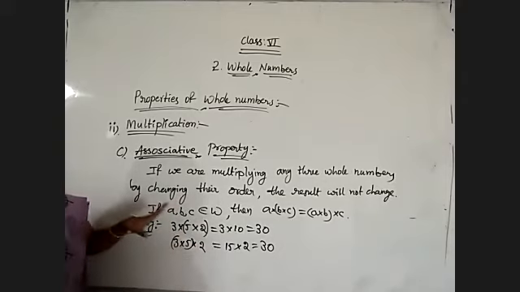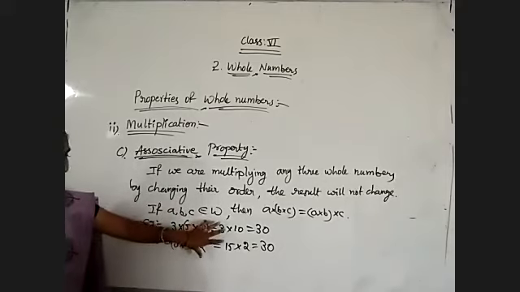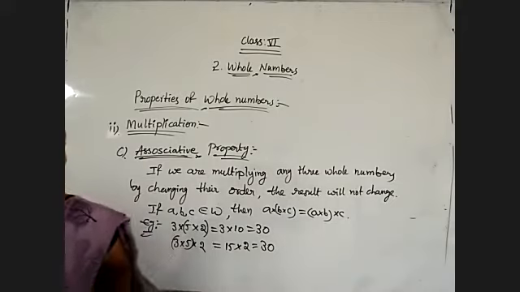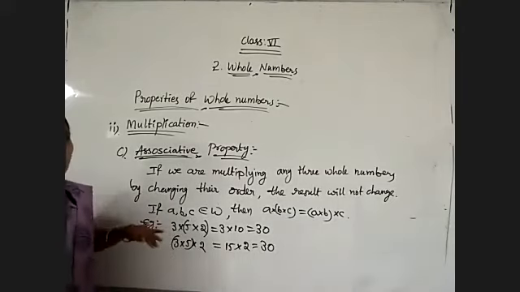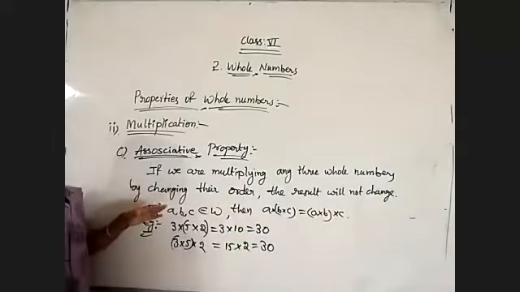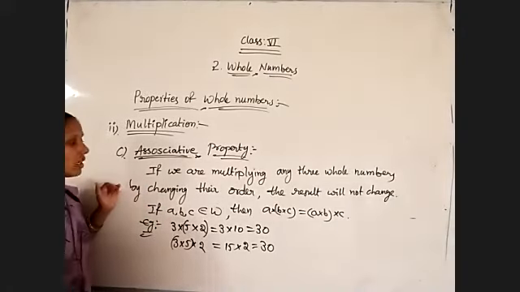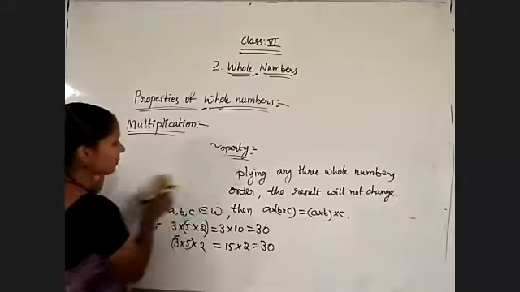This is the statement for the associative property and this is one of the examples. Okay. Now coming to the distributive property, it is for every operation, not only multiplication, addition like that. Okay. Now coming to the last one, multiplicative identity.